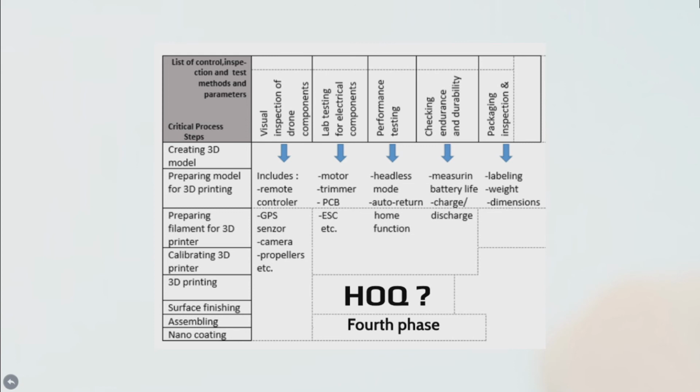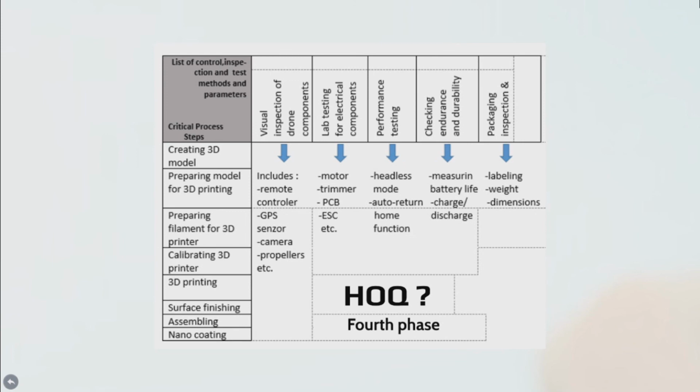The first control process of visual inspection of drone components includes visual control of remote controller, lights, GPS sensor, camera, attachable wheels for ground use, propellers, landing gear, and others. The second control process is lab testing for electrical components such as the motor, trimmer, printed circuit board or PCB, electronic speed controller, ESC, and flight controller including gyro stabilization.